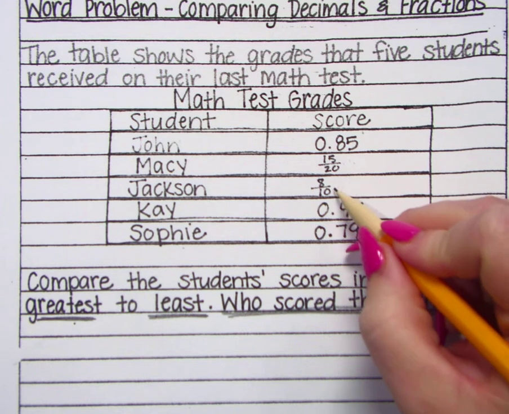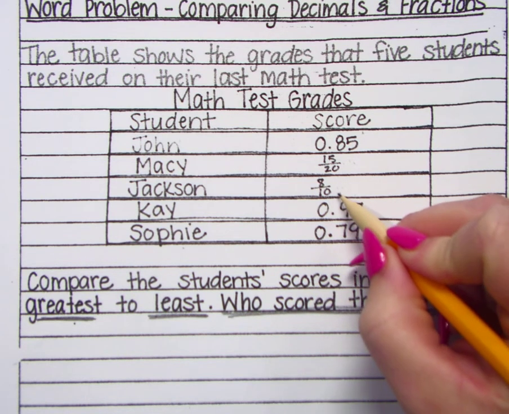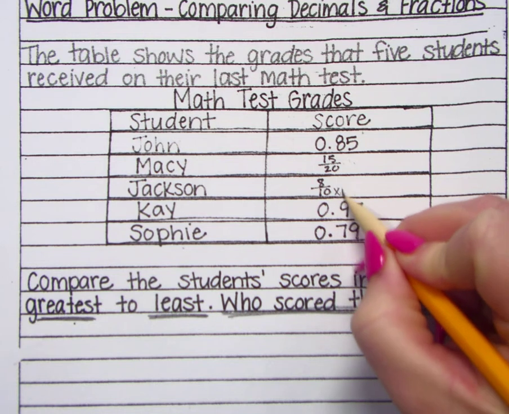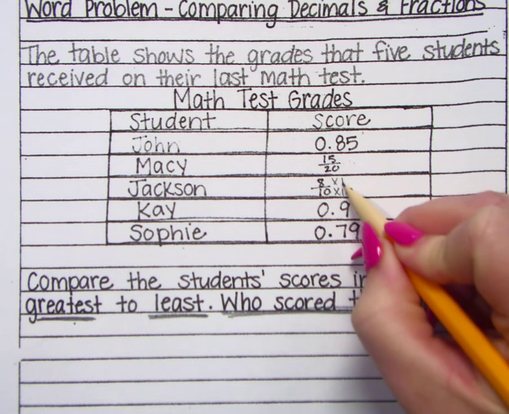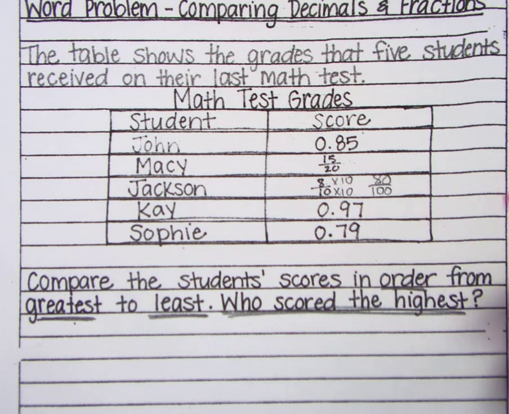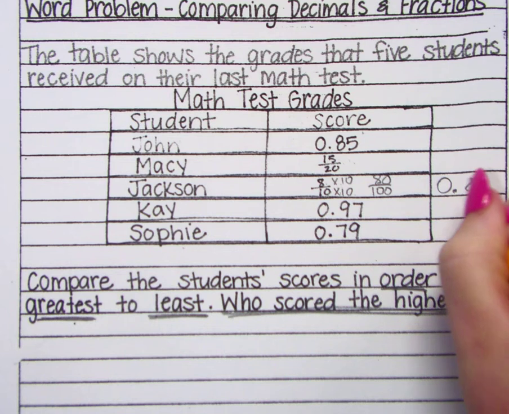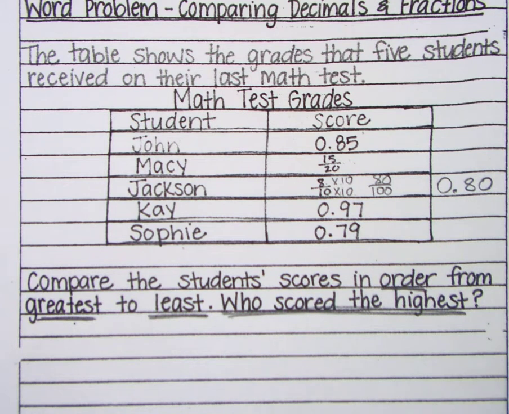So let's start with 8 over 10. It's a little bit easier. We want to take this 10, and we want to make it into 100. Well, I know 10 times 10 is 100, so I'm going to multiply the bottom and the top by 10. 8 times 10 is 80, and 10 times 10 is 100, so that's 80 hundredths as a fraction, and then as a decimal, I would write that as 0.80, 80 hundredths.